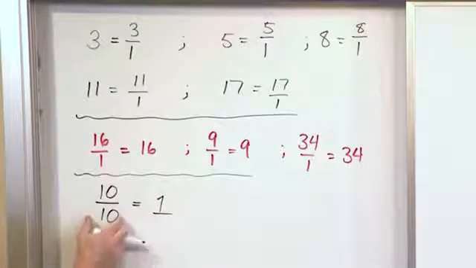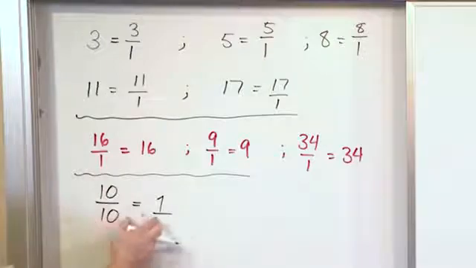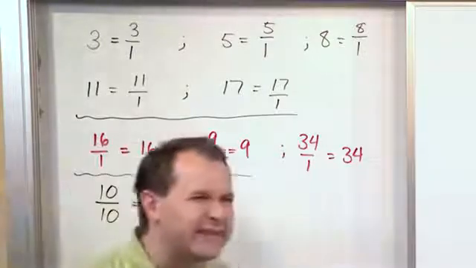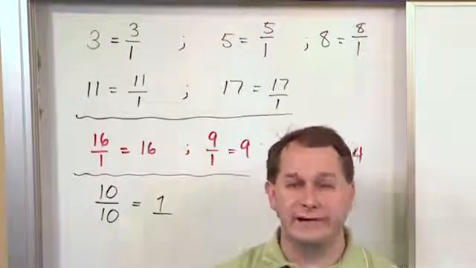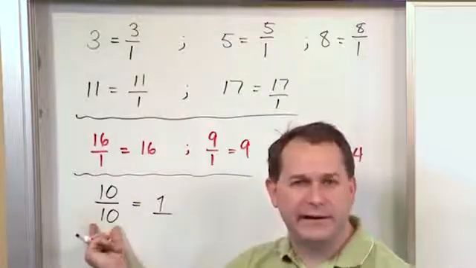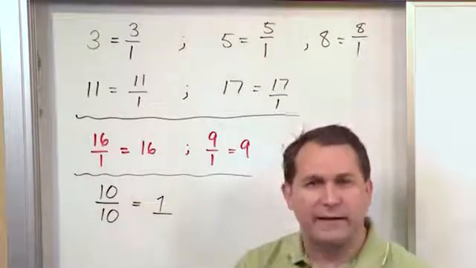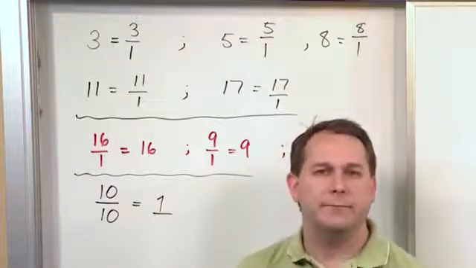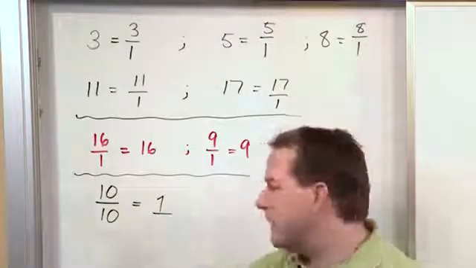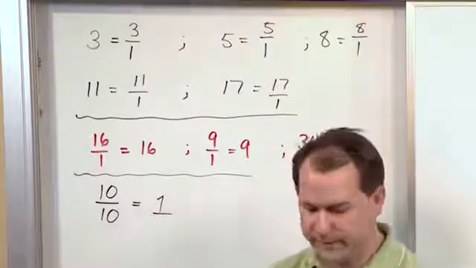So 10/10, the fraction 10/10, gives me 1, which makes perfectly good sense to you, because if I take a pizza and I cut it into 10 pieces, and then I take those 10 pieces, the numerator, and that's what I take for myself, I have 10 out of 10 pieces. That's the whole thing. That's the whole pizza. So it represents 1 whole pizza.